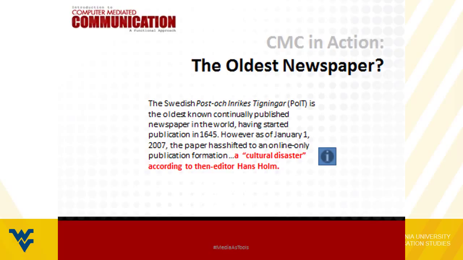The oldest newspapers actually go back to 1645. This is kind of an interesting little cultural point. The Swedish paper Post- och Inrikes Tidningar. I always say it incorrectly, so forgive me for those Swedish speakers in the audience here. It's the oldest paper in the world, started in 1645 and has published every day since then. Although in 2007, they went online and the editor-in-chief thought it was this cultural disaster. I respectfully disagree. I think that it's nice to be romantic about the news and about the newspaper.